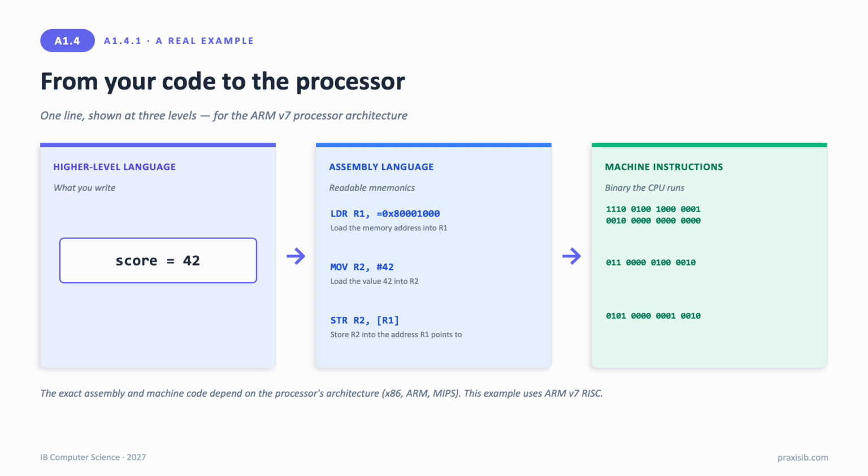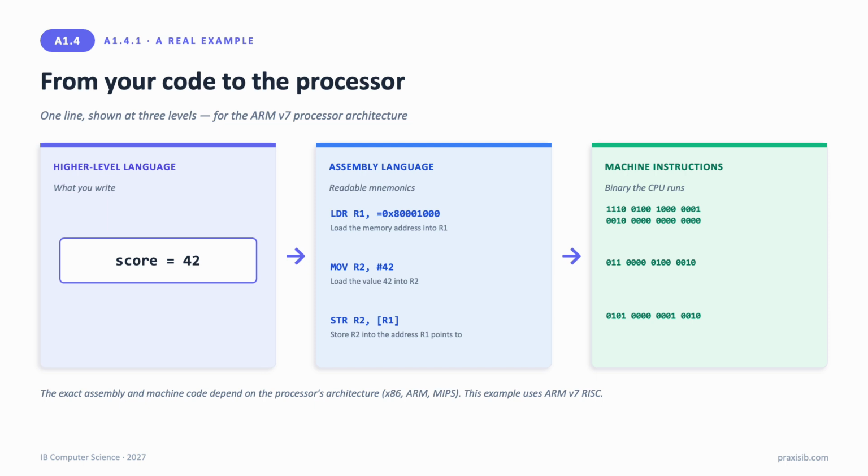Now follow the arrow to the middle. The one line becomes 3 lines of assembly language. Let's take them one at a time. The first line is LDR R1. This loads a memory address into a register called R1. A register is a tiny, very fast storage slot inside the processor.